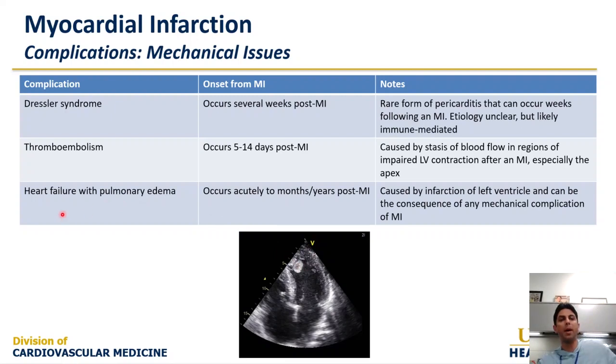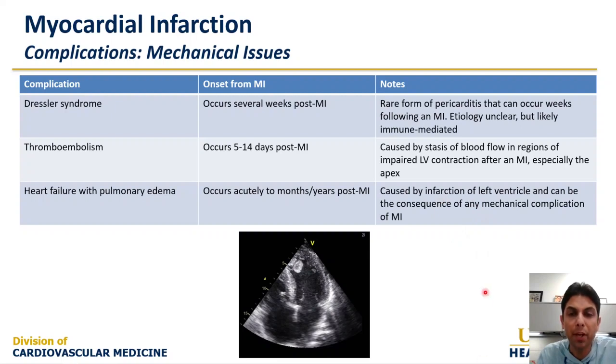And of course, we get concerned about heart failure with pulmonary edema. So with a weakened left ventricle, what happens is a decreased contractility, and with a decrease in contractility, there's a decrease in cardiac output and ultimately heart failure symptoms, as you'll learn about. And this can occur acutely to months or even years post-MI. And it's caused by infarction of the left ventricle and could be the consequence of any complication of MI, such as a free wall rupture, as we talked about, or even a pseudoaneurysm, but it doesn't have to be associated with these mechanical complications.